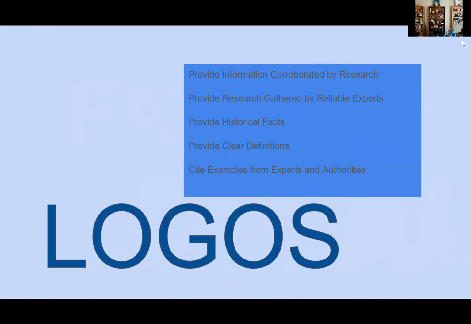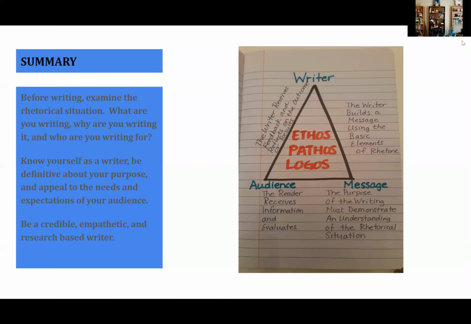Logos is commonly known as research, but it goes a little bit more in depth than that. You have to make sure that your research is corroborated, that it's gathered by reliable experts, that it provides facts and not opinions and biases, that there are clear definitions, and that we are citing examples, data, and statistics from experts and authorities in a particular field.